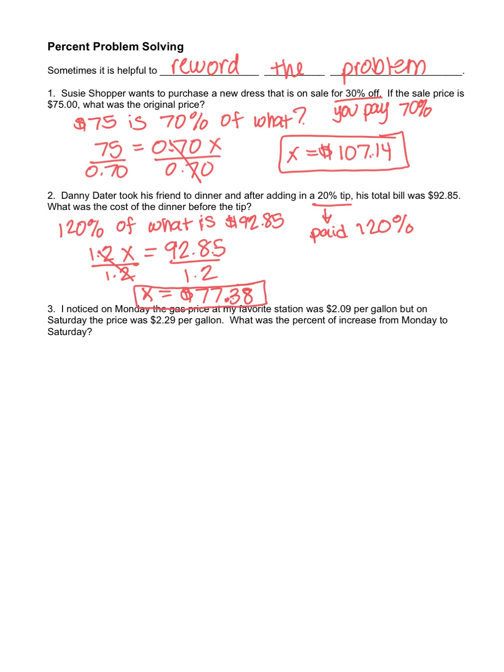Let's do number 3. I noticed on Monday the gas price at my favorite station was $2.09 per gallon, but on Saturday the price was $2.29 per gallon. What was the percent of increase from Monday to Saturday? So if you remember, we're going to find that change. So we had $2.29 minus 2.09. Our difference is 0.20. So we will do the amount of change divided by the beginning amount, which was $2.09. And we divide that.